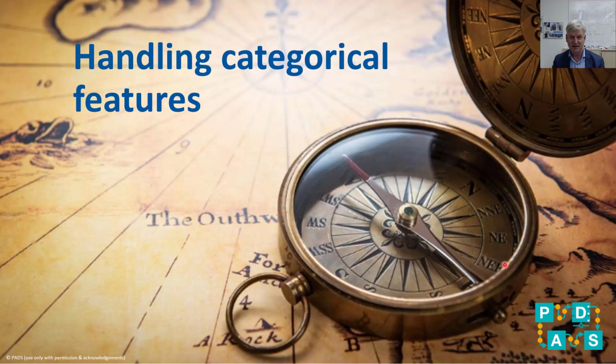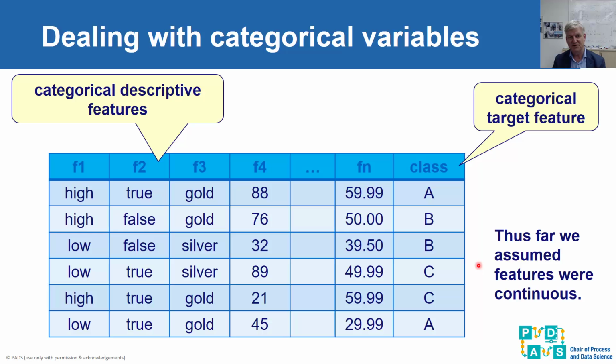descriptive features. Now we change the scenery, and so far we have just looked at numerical features, so continuous feature variables. Now we're going to look at the situation that we have either categorical descriptive features or categorical target features, as you see in this example. So what kind of consequences has that? Can we still use regression?